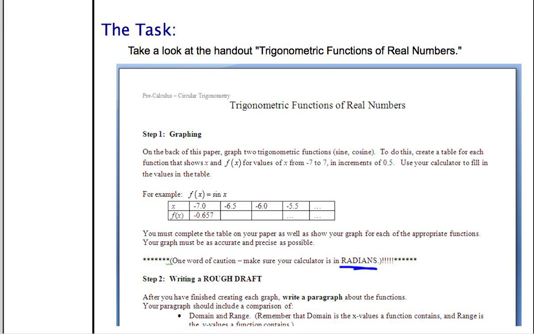Now, one thing I really want you to pay attention to right here, make sure your calculator is in radians, right? If I'm taking the sine of -7, that's not -7 degrees, that's -7 radians, and that's a huge deal, okay? So the first thing you're going to do is fill in the t-chart, the table, construct your graph for both f of x equals sine x and f of x equals cosine x.